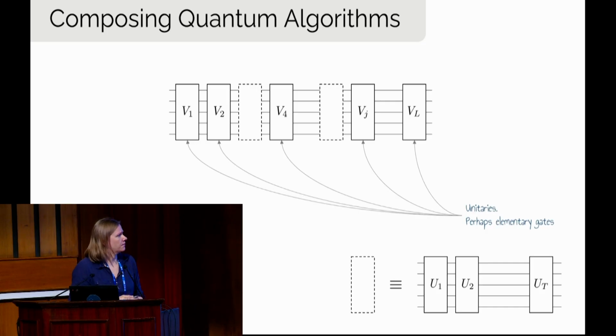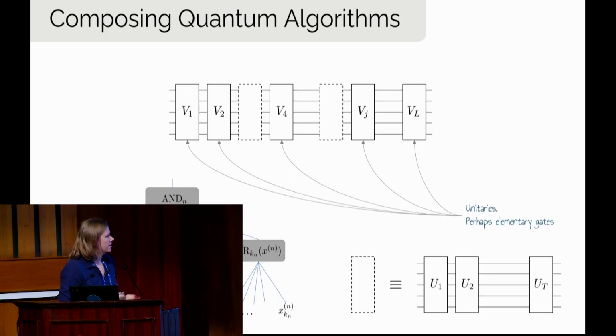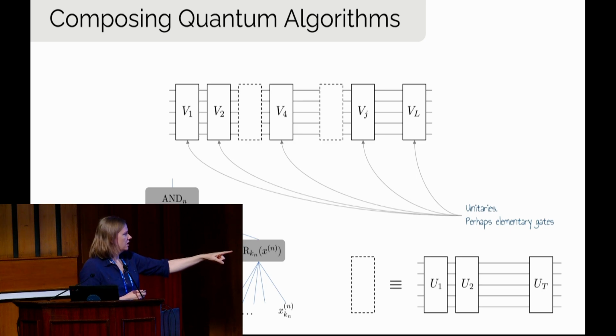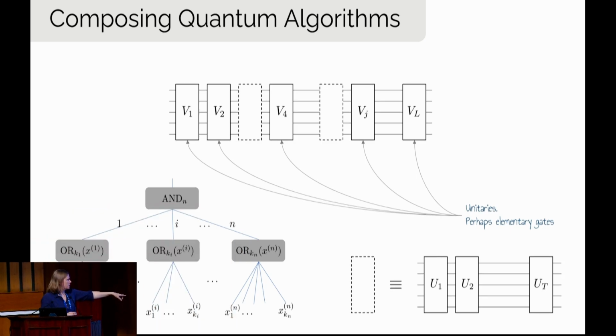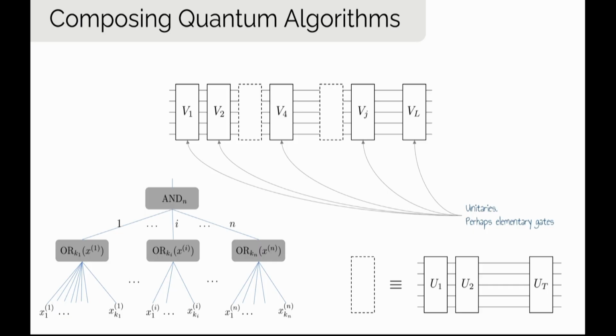So let's see an example of that. We're going to consider the problem of AND of ORs. So that's the problem where the input is some string that we view as being broken up into blocks of potentially different sizes, k1 up to kn. And for this function, we want to know, is there any block that's all zeros, basically? So to compute this function, you compute the OR of each block. That gives you n bits, and then you take the AND of these n bits.